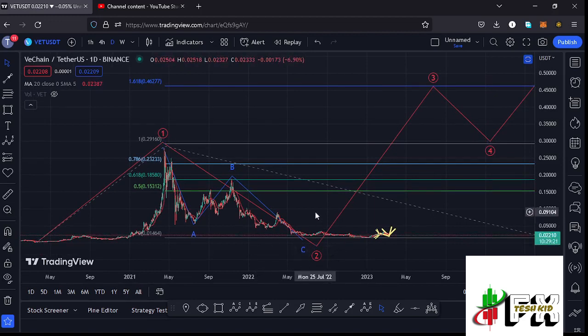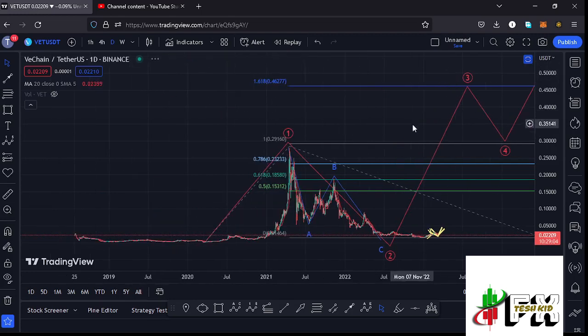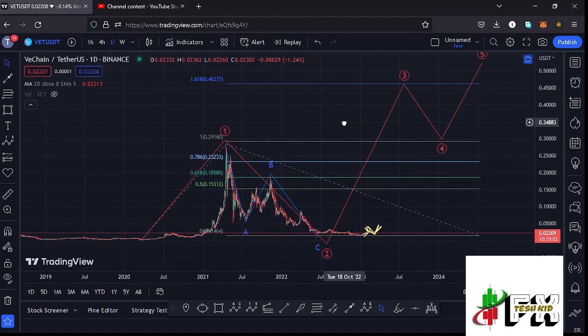And after seeing the low for that second wave, whatever we expect on the long-term scenarios is the start of an explosive move to the upper side in the formation of this wave 3, where I have minimum target areas at the fib level 1.618, and that is at around the $0.46277 mark, and that is the minimum that we can expect Vechain to do on the long-term scenarios and also on the short-term scenarios. And let's be patient and see how that plays out, and I'll be keeping you updated.